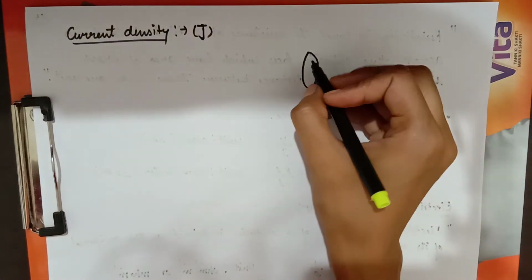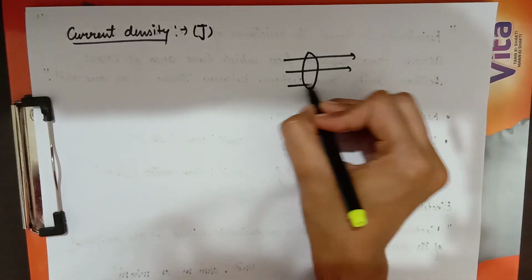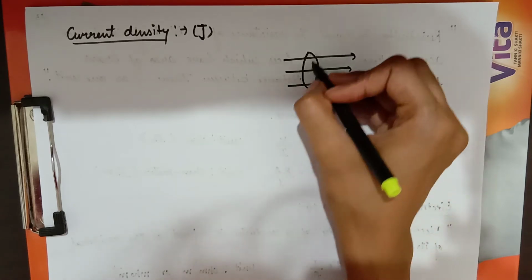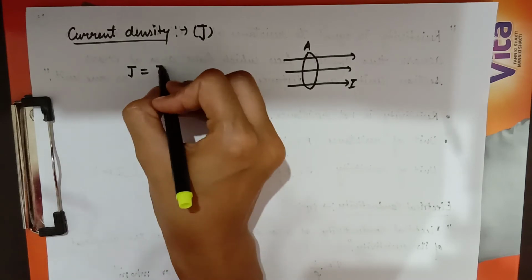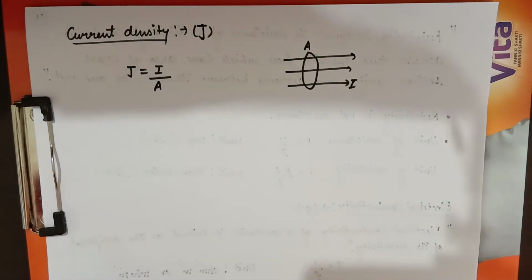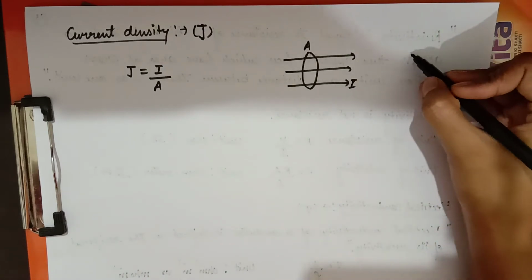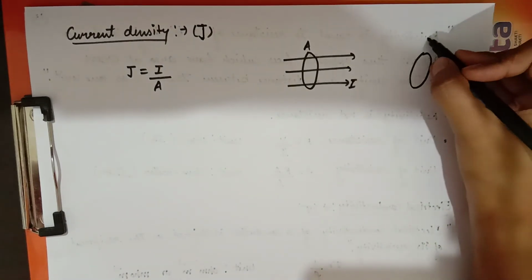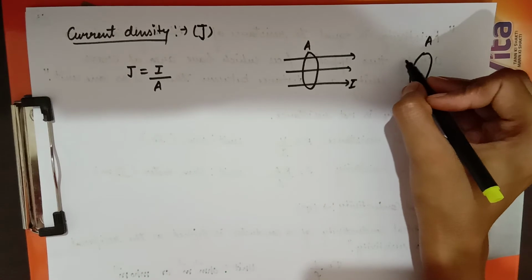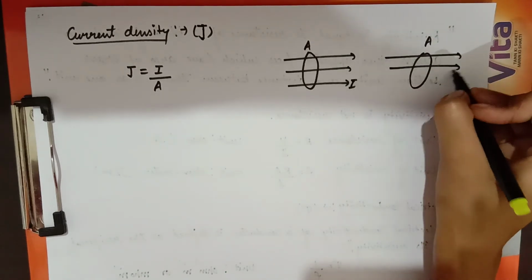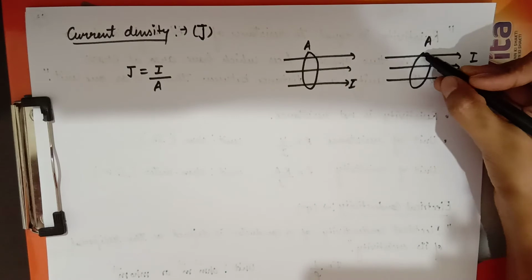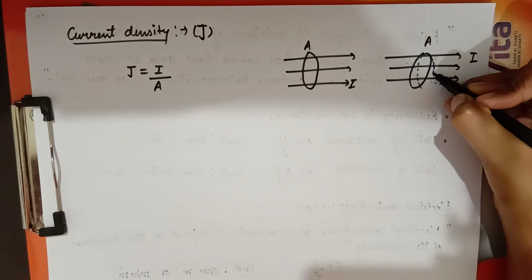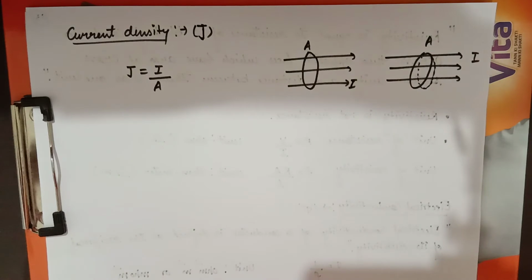Suppose this is any cross sectional area and current is passing like this. This is the value of current and this is the cross sectional area. Then current density J will be equal to I divided by A. This is our current density. If the area is tilted like this, and current is flowing like this, then we will take that component of area which lies normal to the direction of current, meaning this area.